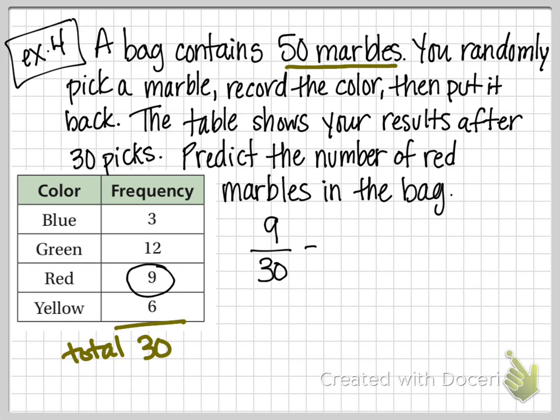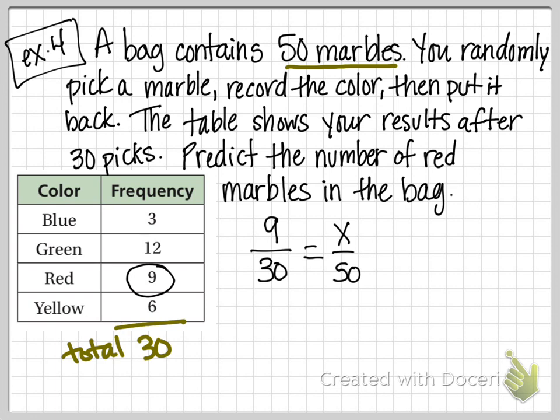What would we set this equal to? To figure out how many red would be picked out of 50. What would we say? Anyone else? Yes. X over 50. We need to figure out what that number would be out of 50.